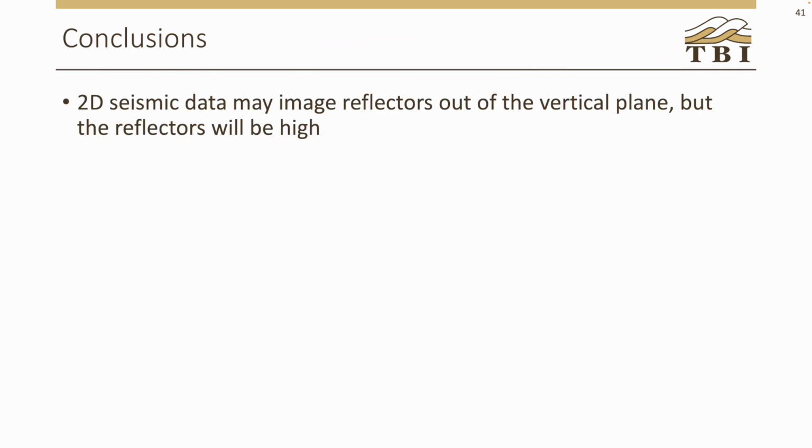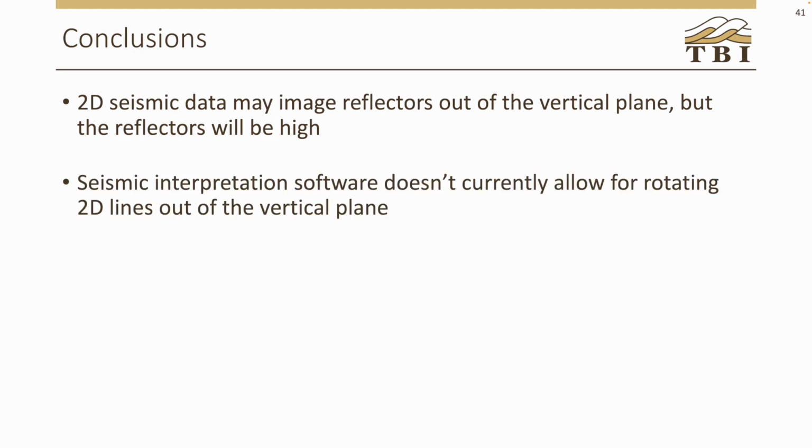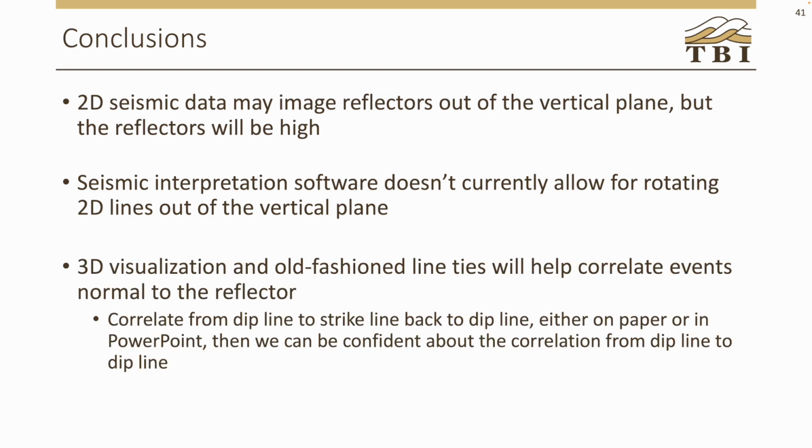So just to conclude, 2D seismic data may image reflectors out of the vertical plane, but the reflectors will be high. Seismic interpretation software doesn't currently allow for rotating 2D lines out of the vertical plane. 3D visualization and old-fashioned line ties will help correlate events normal to the reflector. So we take paper sections, or in this case PowerPoint, we can correlate from dip line to strike line and then back onto a dip line, either on paper or in PowerPoint, and then we can be confident about the correlation from dip line to dip line.